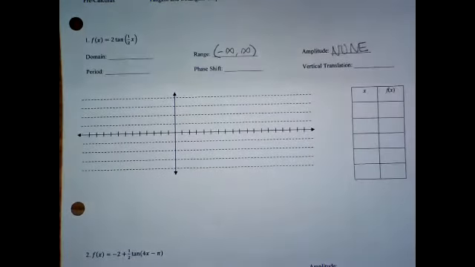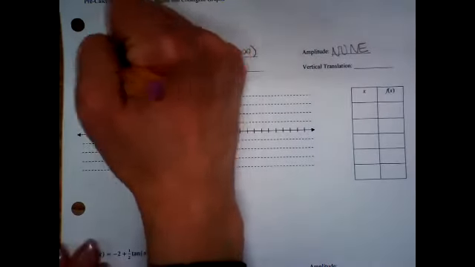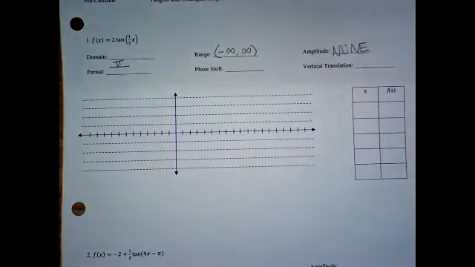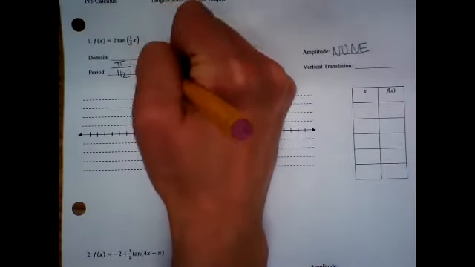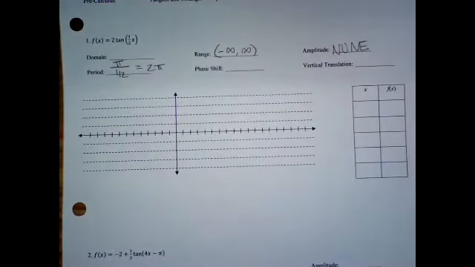All right, the only major difference for how you go through these than the other ones is that the period is just pi over whatever's in front of the x instead of 2 pi over whatever's in front of the x. Everything else is really the exact same. So it'll be pi over a half, which means you're multiplying by 2, it'll be 2 pi.